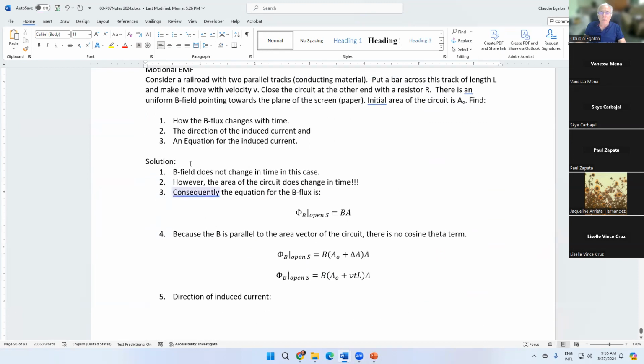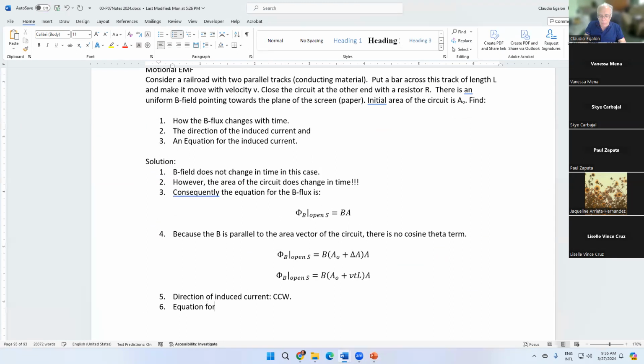Solution. Direction of induced current. Counterclockwise. Let's put it this way. Right? Next, equation for the induced current.